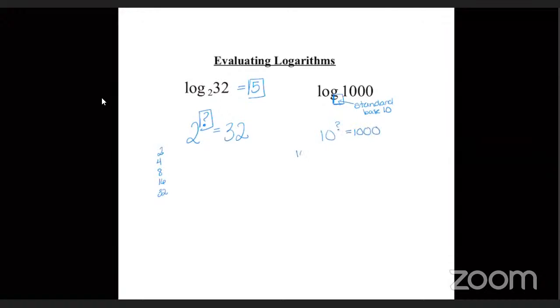And again, as I work my way out here, 10 to the first is 10. 10 squared would be 100. If I take it times 10 again, I would add a 0 and I get 1,000. And so there's our answer there: log base 10 of 1,000 is 3.